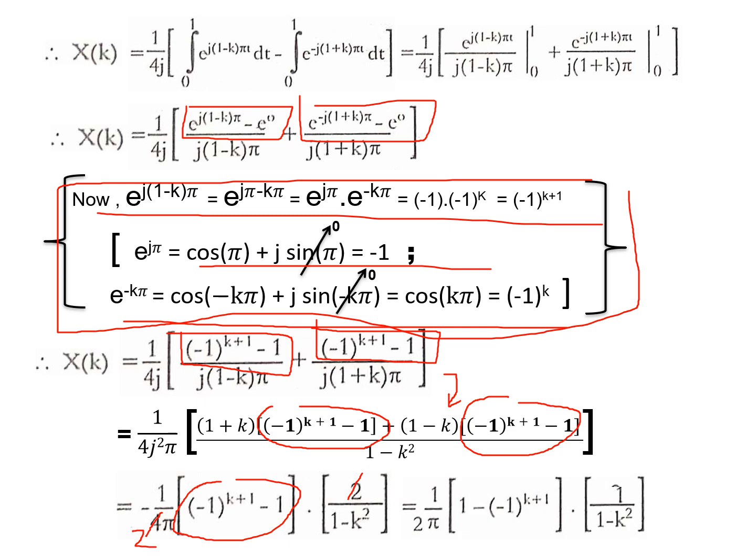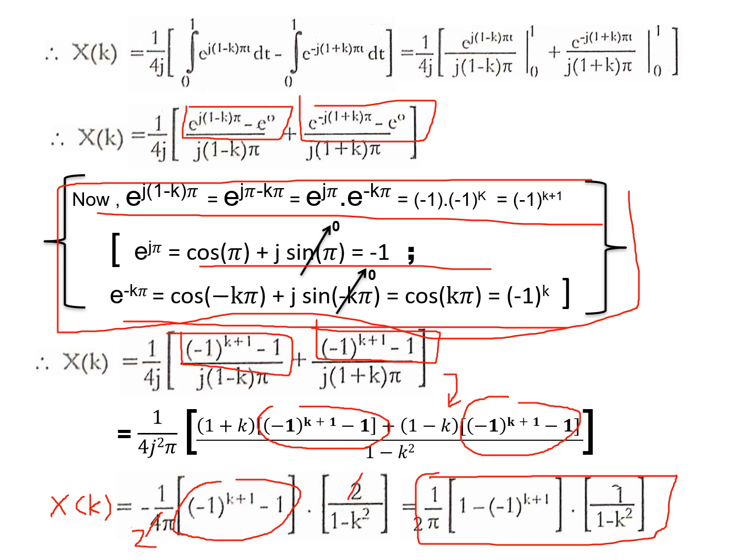See this expression. My aim was to get the Fourier coefficient. Fourier coefficient x of k is equal to this. This is what I was searching for. Now since it's not asked to plot the spectrum, I won't do it. If you want to plot the spectrum, simply put the values of k as 0, 1, 2, 3, etc. and you find out the spectrum on your own.